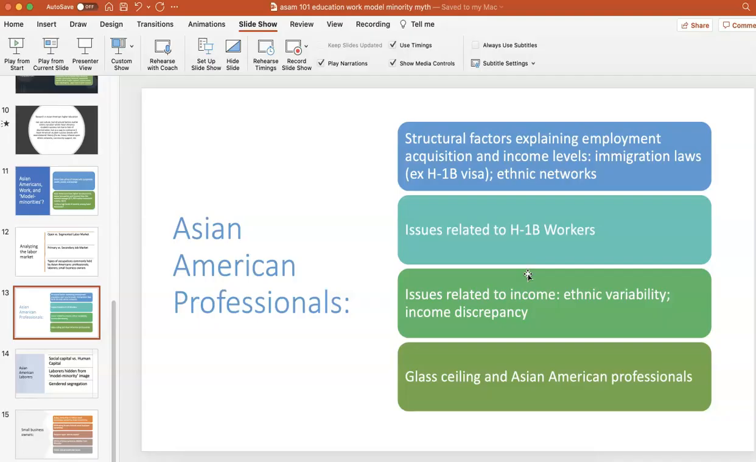Now, another vicissitude that they tend to experience is that during times of economic downturns, especially, should a corporation decide to cut labor, they're the first to be laid off usually because they're the temporary workers, they're the foreign workers. So you see them being laid off during economic hardships.